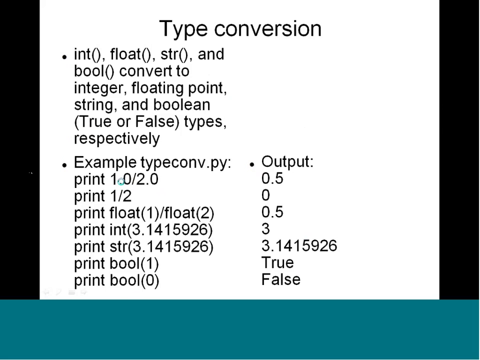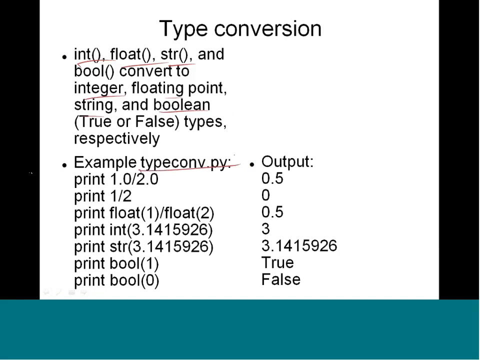Now let's look at some of the type conversions. Essentially any int, float, string, boolean can be converted to integer, floating point, string or boolean. The boolean will essentially have just true or false respectively.